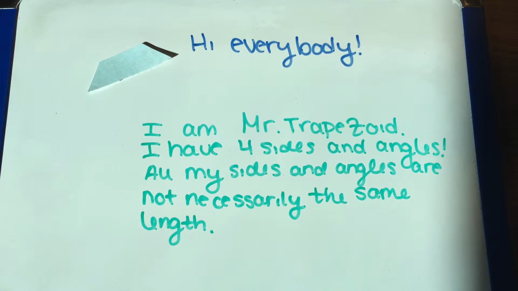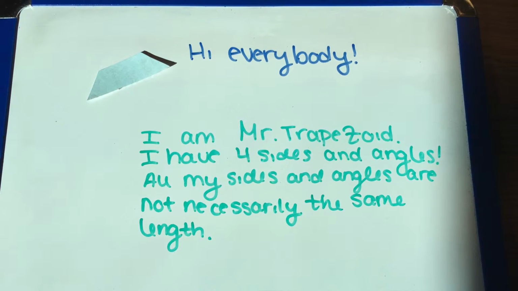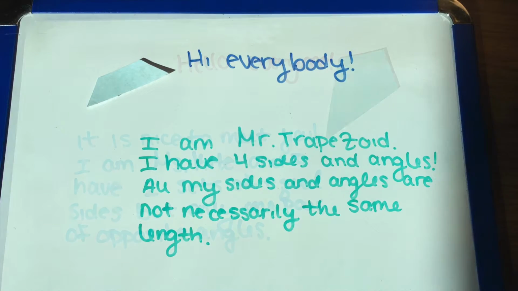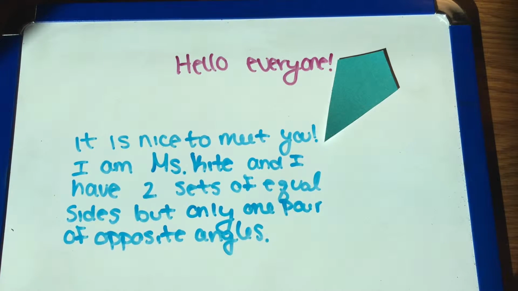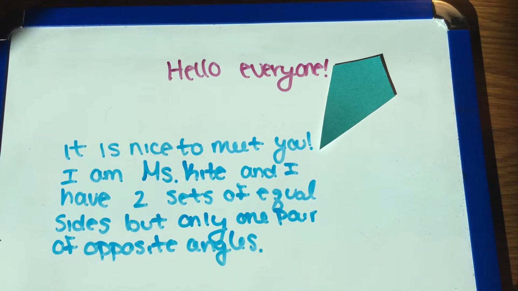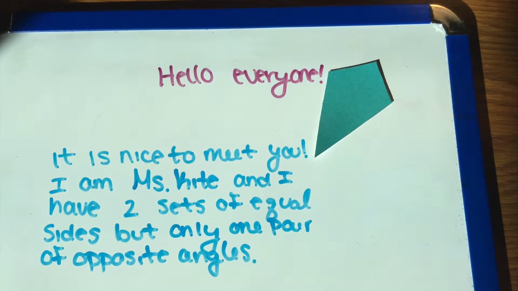Hi everybody, I am Mr. Trapezoid. I have 4 sides and angles. All my sides and angles are not necessarily the same length. Hello everyone. It is nice to meet you. I am Miss Kite, and I have 2 sets of equal sides, but only 1 pair of opposite angles.